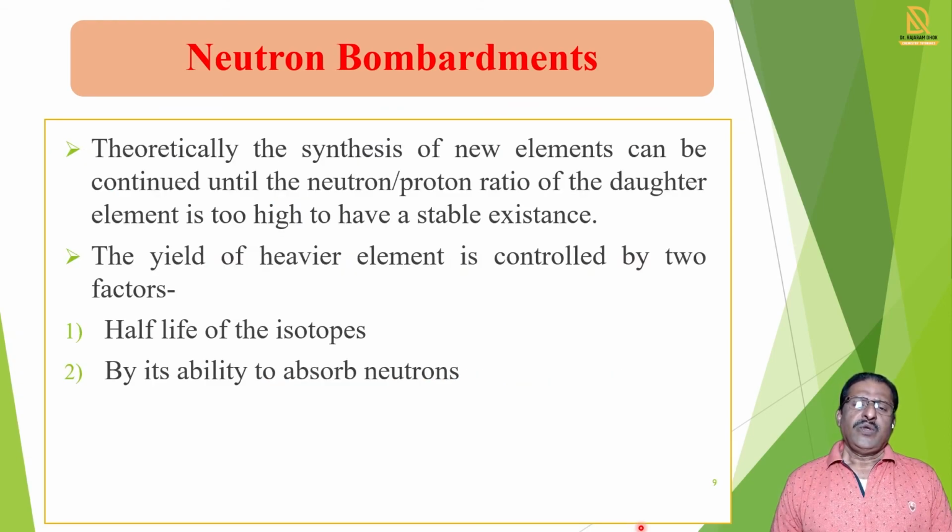When this bombardment of neutrons is carried out, then theoretically the synthesis of new elements can be continued until the neutron proton ratio of their daughter elements is too high to have a stable existence. The yield of heavier elements is controlled by two factors: the half-life of the isotopes and their ability to absorb neutrons.